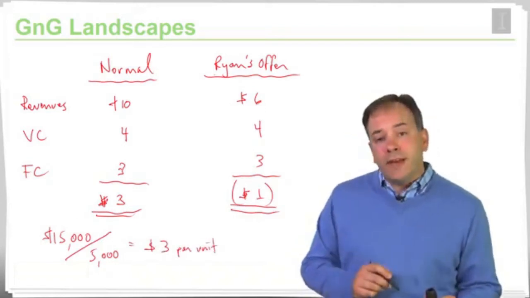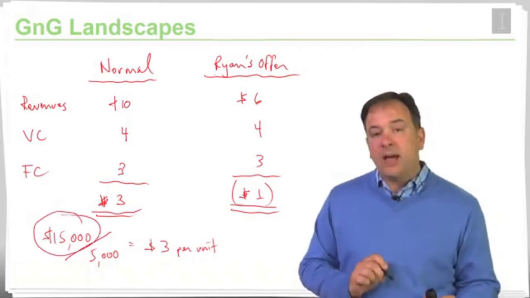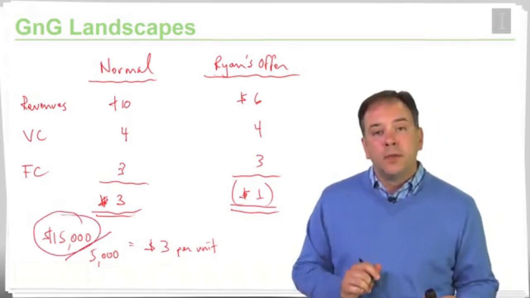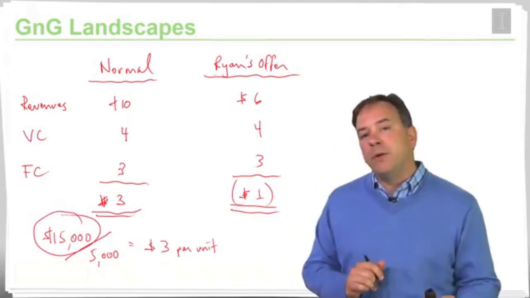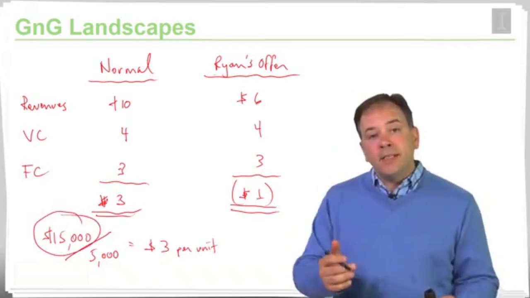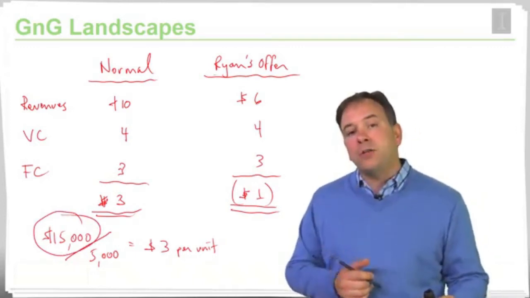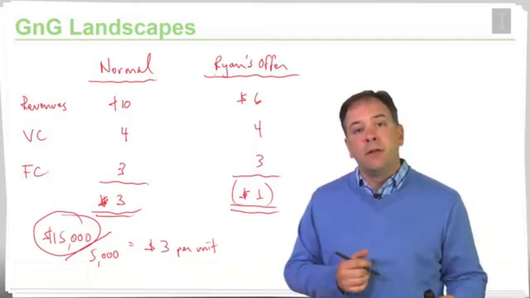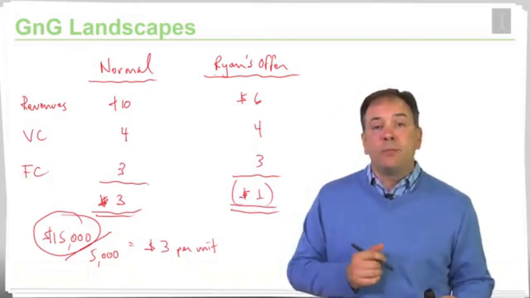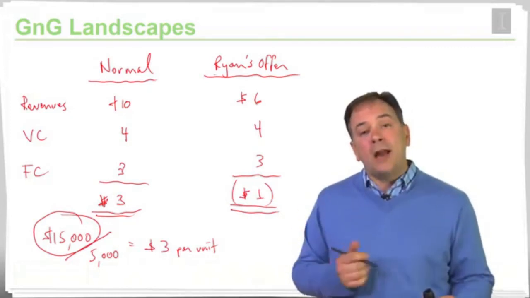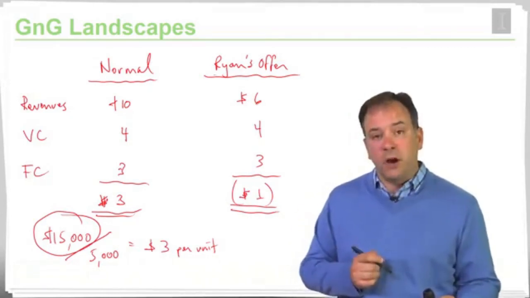Because these costs are fixed, we're going to incur this $15,000 no matter what. So really the fixed cost per unit number is somewhat misleading. It makes us think that we're going to incur $3 for every unit that we produce and sell, when in fact, even if we were to produce nothing, we would incur the entire $15,000 in fixed costs.